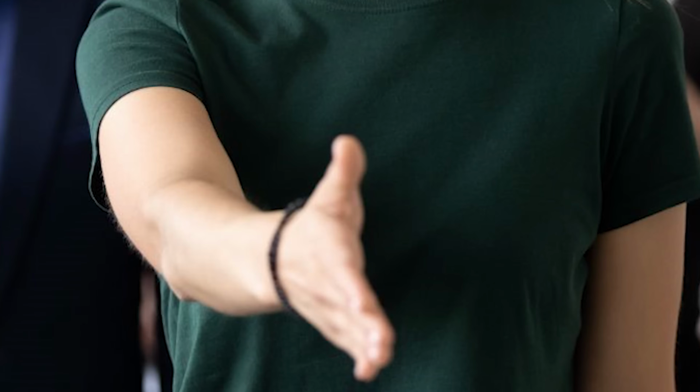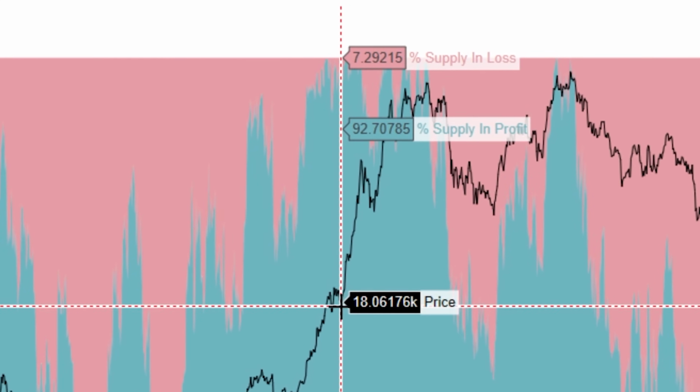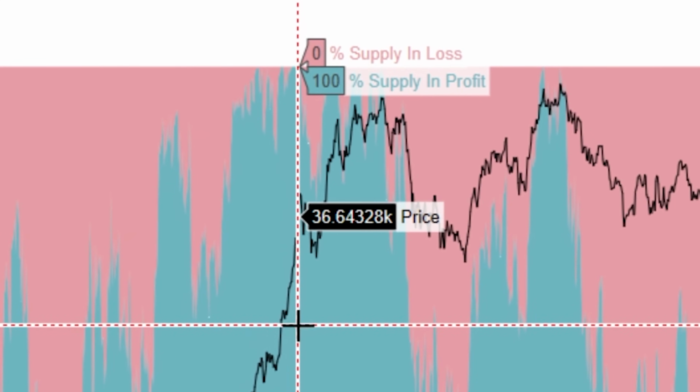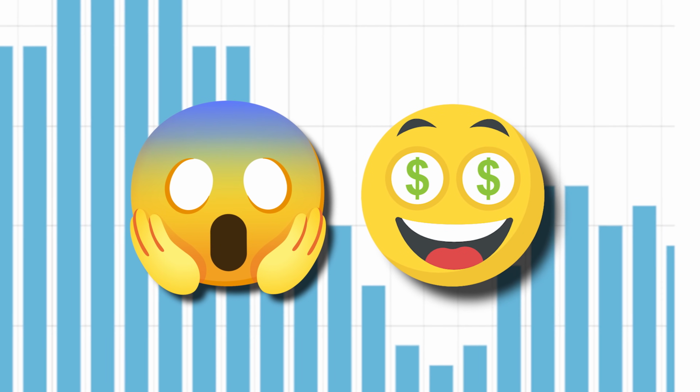But where I really think this tool shines is when it comes to selling. You want to start looking to sell your position when this number is getting closer to 100%. This will give you great insight when there is fear or greed in the market.